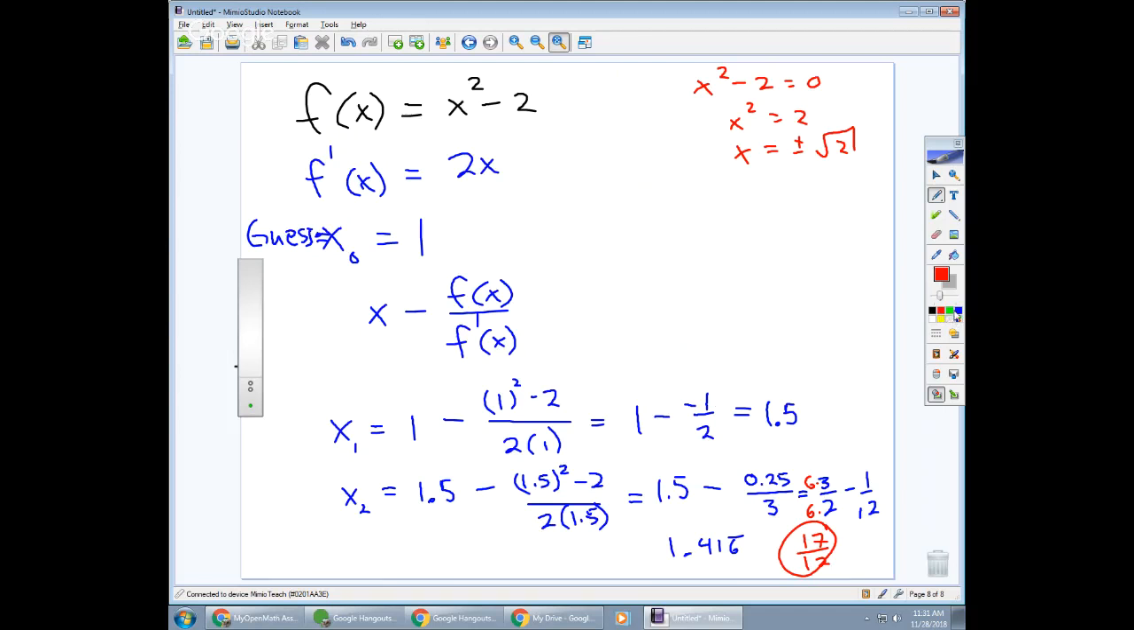Now I'm going to just do something first. I'm going to clean this up a little bit by plugging in f of x. I'm going to get an algebraic version of Newton's method. That's a little simpler, I think. So this is x minus x squared minus 2 over 2x. Right? And I'm going to copy that to a new screen to clean it up.